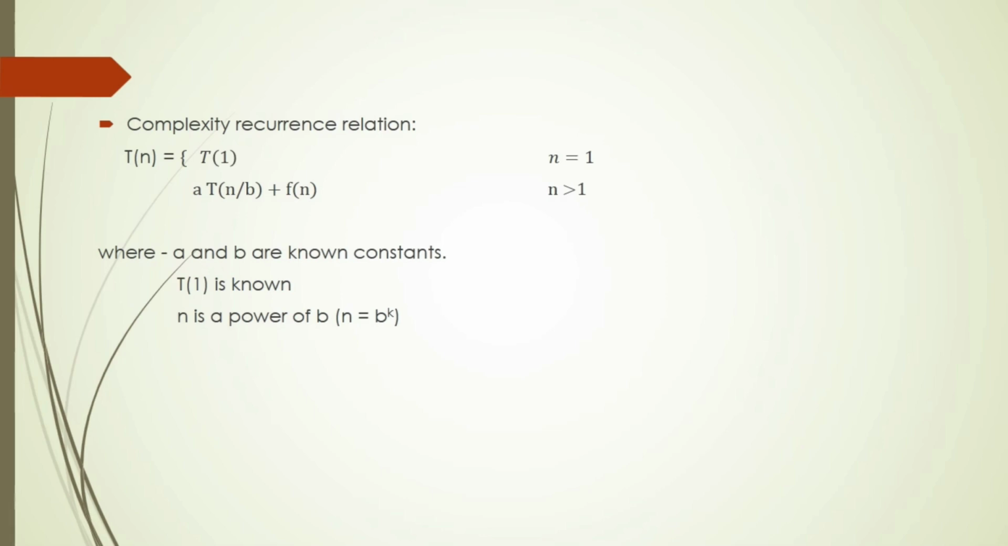So, the complexity recurrence relation for an algorithm solved using divide and conquer is given as T(n) is equal to T(1). That means the T(1) value should be known, which is the time taken to solve the subproblem of input size 1. And when n is greater than 1, it is a times T(n/b), where a and b are two different constants and n is always given as a power of b, plus f(n), as we have discussed earlier.